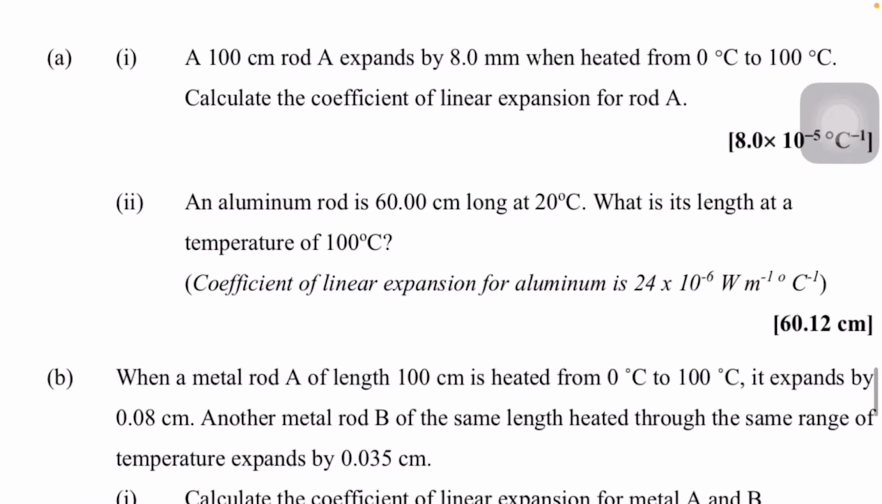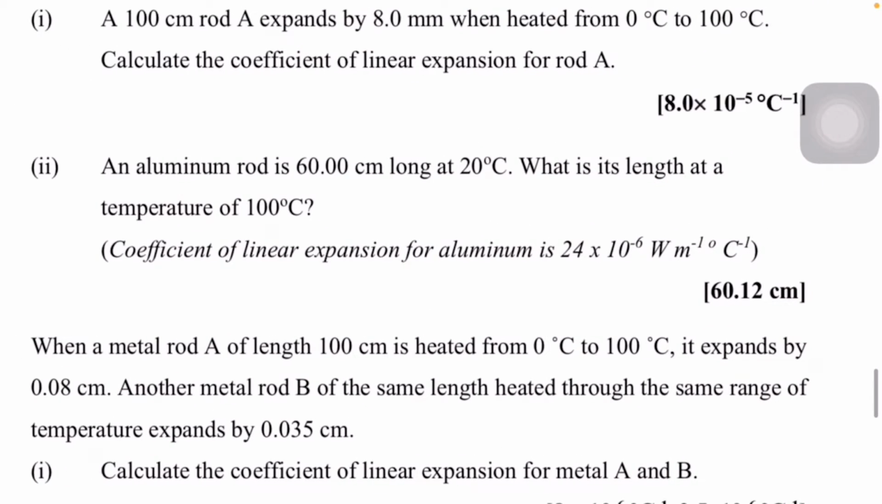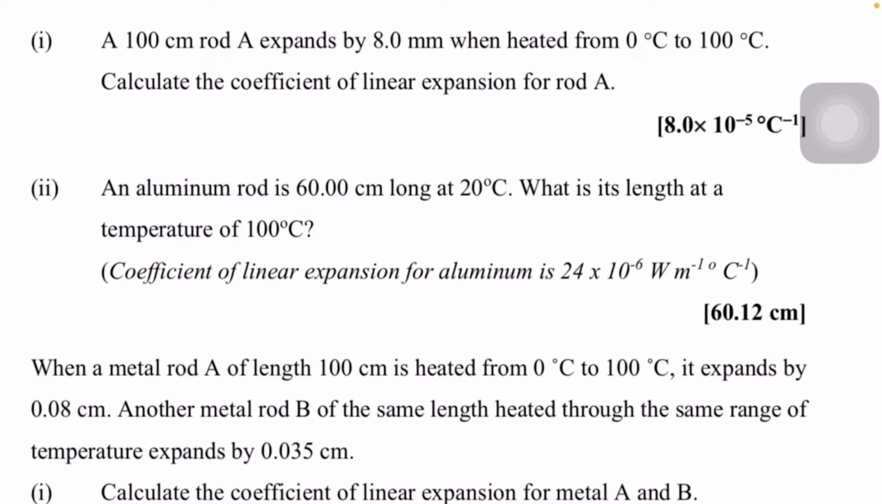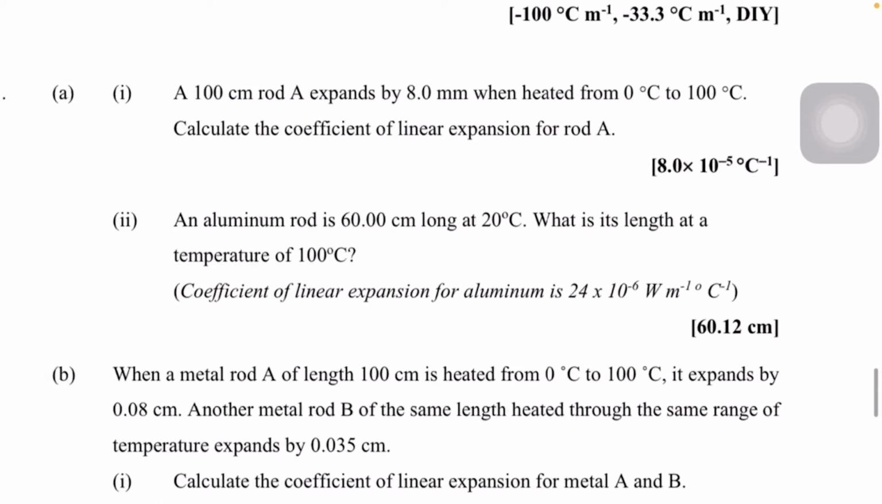For the 5A2, we have an aluminum rod that is 60 cm long at 20 degrees Celsius. What is the length at the temperature of 100 degrees Celsius? So in this question, we have the temperature and the temperature knot. So first of all, we must put out the information in the question.